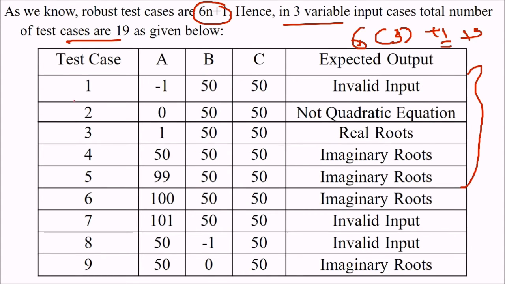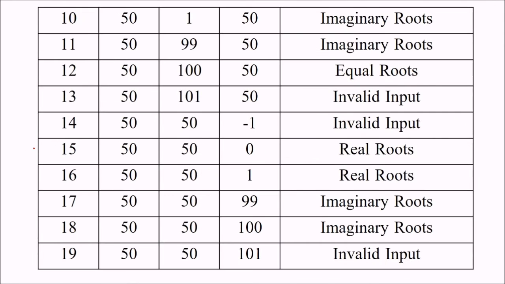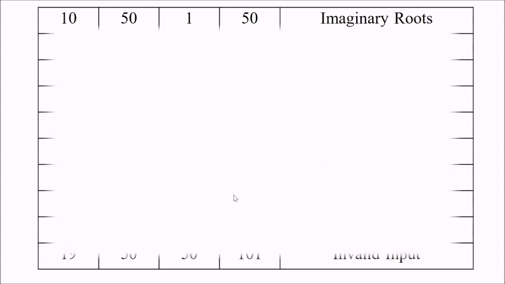We have to take the invalid input also, because 0 and 100 are okay. We have taken 1 also, we have taken 99 also, but we have to take -1 also and 101 also. So 101, -1, and 0 and 100 we have to take. Of course, 99 we have to take, just a value before 0 and after 0, because this value is invalid and this value is valid. Just before 100, 99 is valid, and just after 100, that is 101, is invalid. So these are the possibilities. So we are taking 19 test cases.